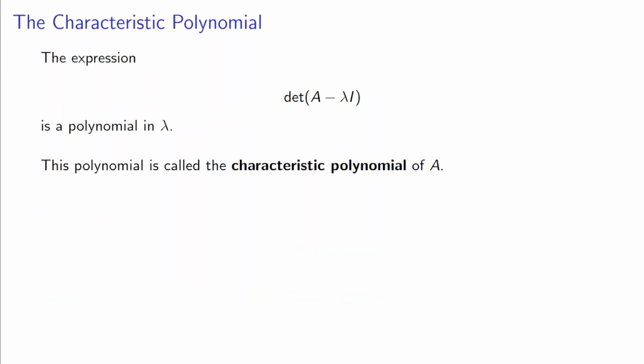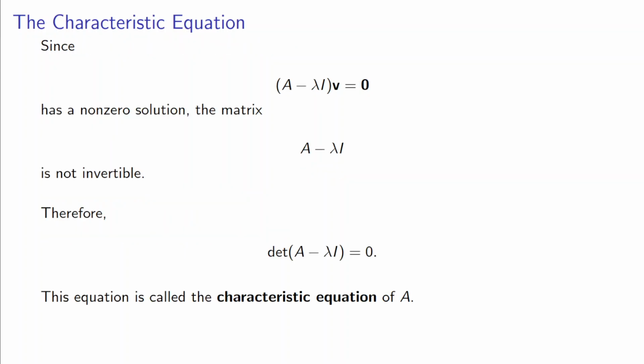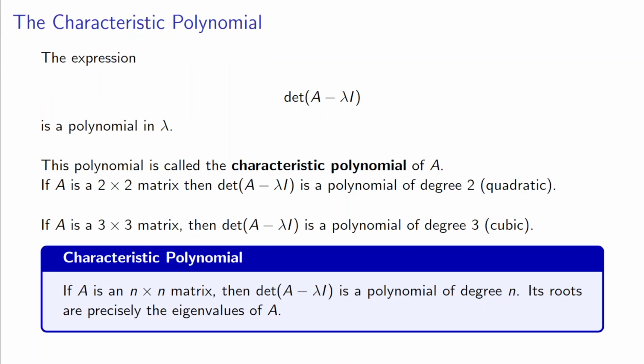The expression determinant of A − λI is a polynomial in λ. If we go all the way back to this big mess of work, I'll highlight it here, the step where we ended up with the determinant of A − λI for this big example turned out to be λ² − 9. Notice that's a quadratic polynomial in the variable λ, and we set that equal to 0. So this polynomial is called the characteristic polynomial of A. If A is a 2 by 2 matrix, then that is a degree 2 polynomial, quadratic.